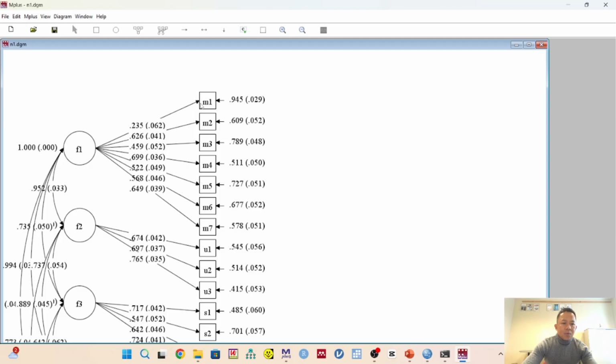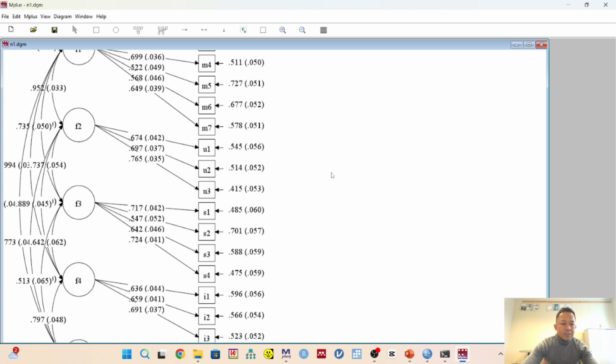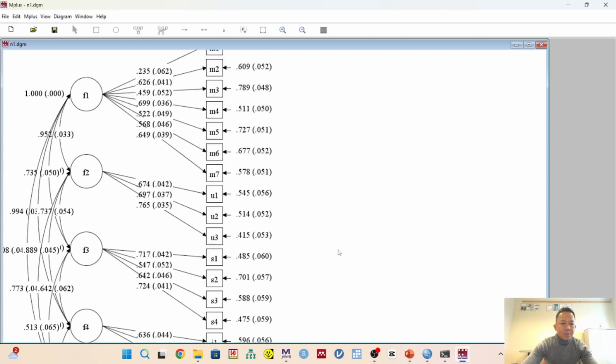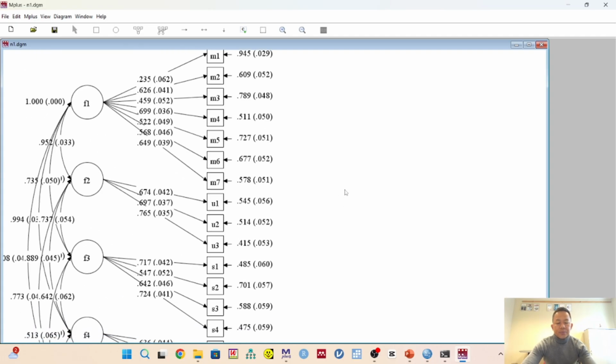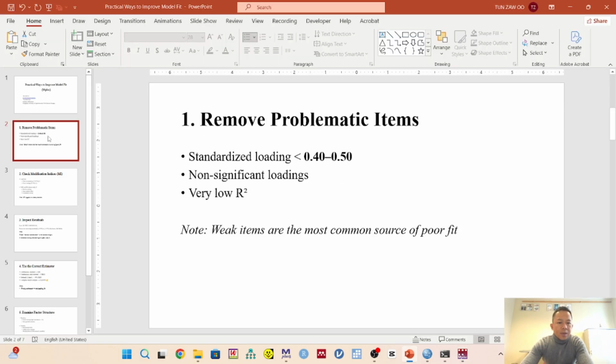See, M1 has very low factor loadings, but the others are acceptable: 0.6, 0.6, 0.6. This M1 is a different problem. We already mentioned it in the first one. We need to check it out. Remove problematic items: very low, less than 0.40, here 0.10, but still significant.